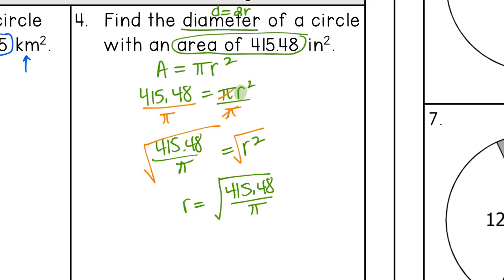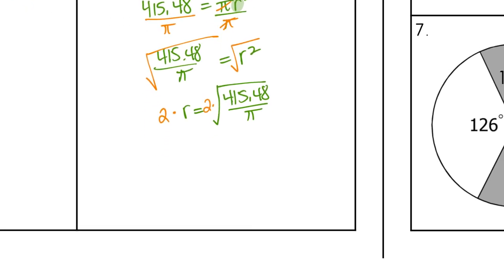Okay, but like I said before, they're asking for a diameter. And diameter is equal to 2 times r. So if I have r, if I multiply this by 2, it'll become diameter. But what you do to one side, you also have to do to the other. So diameter would equal 2 times the square root of 415.48 over pi. Okay, so that whole thing, just type that into the calculator.